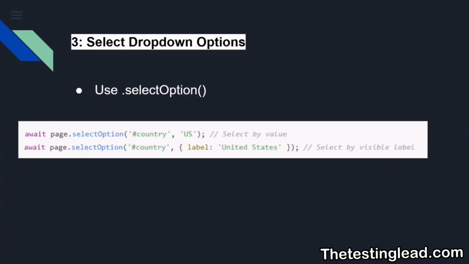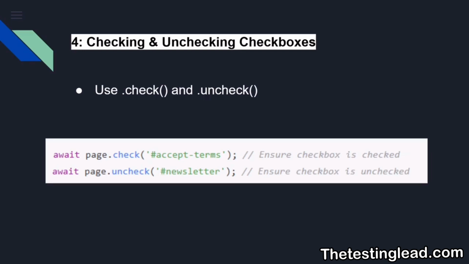Now let's talk about drop downs. Let's say you have a drop down option that you want to select. You would use .selectOption, passing in the option you want to select. The first part you're passing in is the value for your web element. Next, the second part is the value that you want to select. Checking and unchecking checkboxes: you simply put .check or .uncheck passing in your web element.